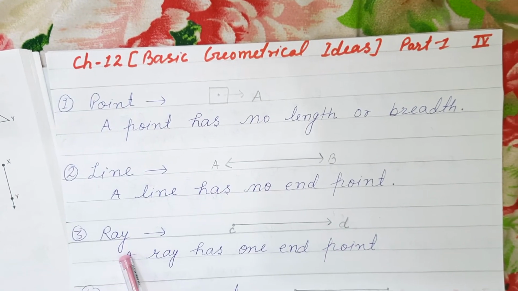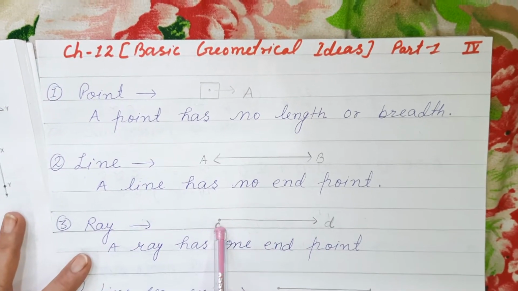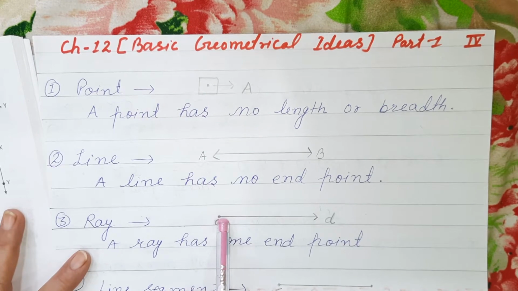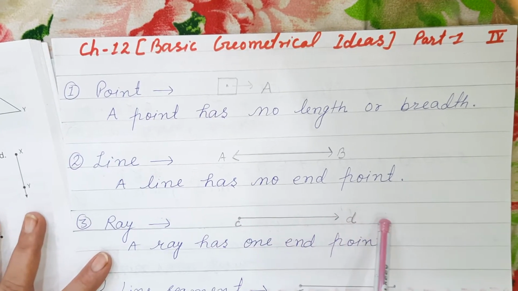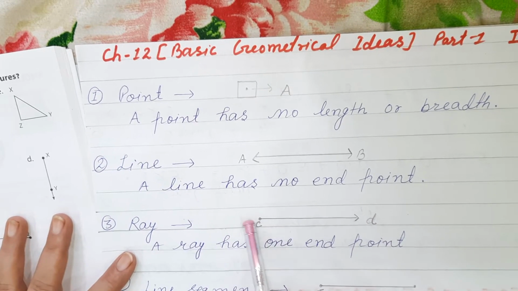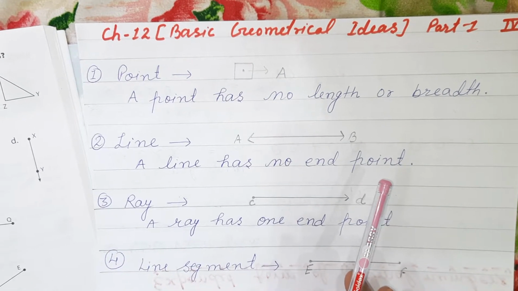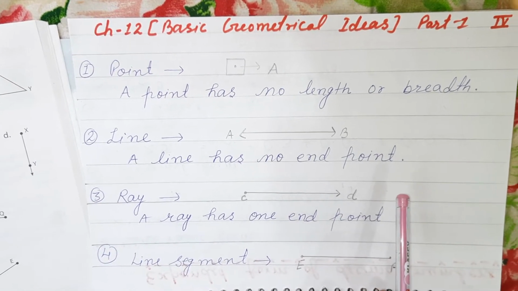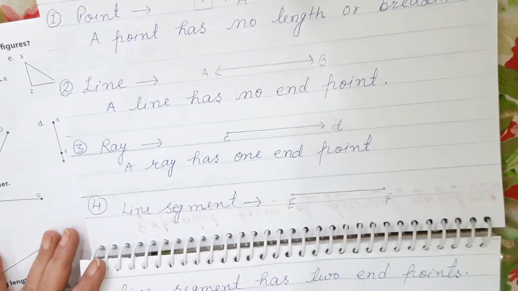Now ray. A ray has one end point. See, this is the end point. We cannot extend it from here. The arrow means we can move forward, but here is the end point. We cannot move backward. So a ray has one end point. What is the example of a ray? Sun rays are the example of a ray.